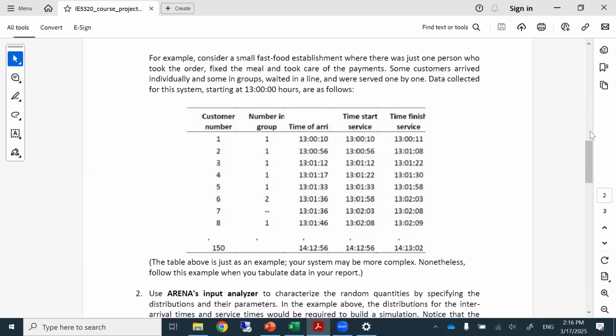What are we going to do with this data? Okay, once we get this information, there are multiple things that we can gather from here. First, the interarrival times. Let's see. See, I can look at these two numbers.